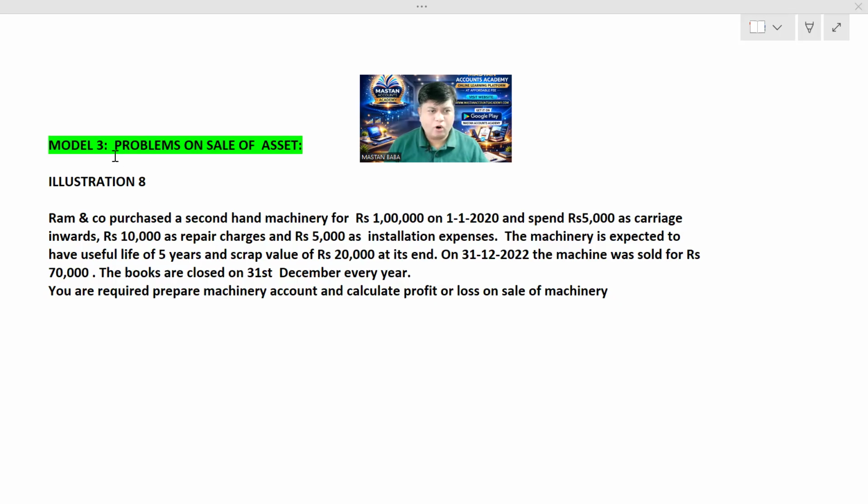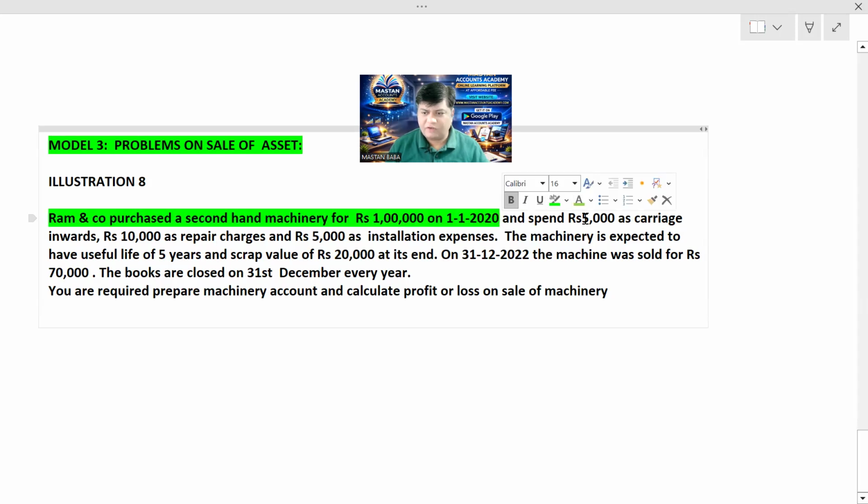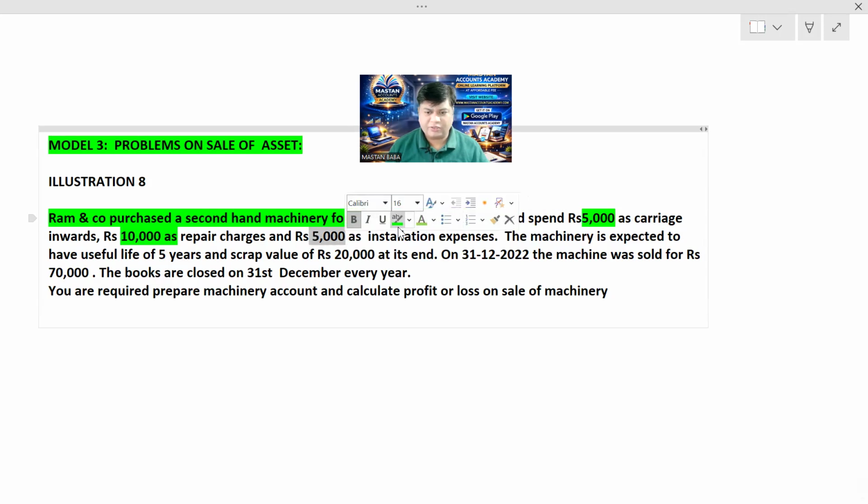So dear students, it's a model 3 problem on sale of asset. Please go through the question here. Ram and Co purchased a second-hand machinery for rupees 1 lakh on 1/1/2020, and they clearly mentioned 5,000 rupees as carriage, 10,000 as repair charges and 5,000 as installation expenses. So dear students, what are the expenses incurred? The cost of asset is 1 lakh, 5,000 plus 10,000 plus 5,000. So total comes to 20,000. So 1 lakh plus 20,000, 1 lakh 20,000.